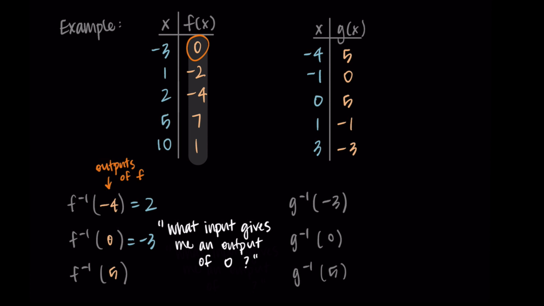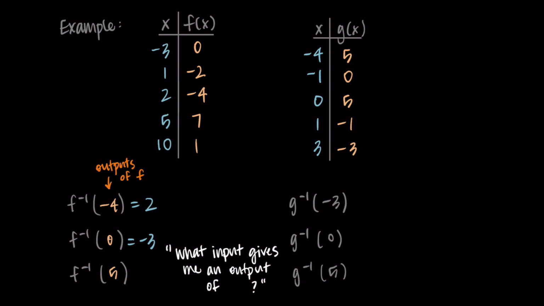Then lastly, we have f inverse of 5. So f inverse of 5 is asking which input gives us an output of 5. So here 5 is an output value. However, when I look in the column of outputs, I don't see this as an option. So this actually isn't an output, and so we would say this solution does not exist. There's no input that gives us an output of 5. 5 is an input value, but that's not what this is asking. This is saying which input gives me an output of 5.